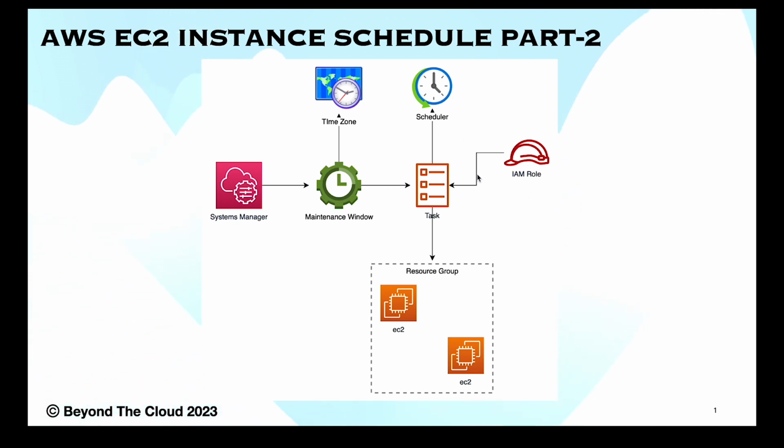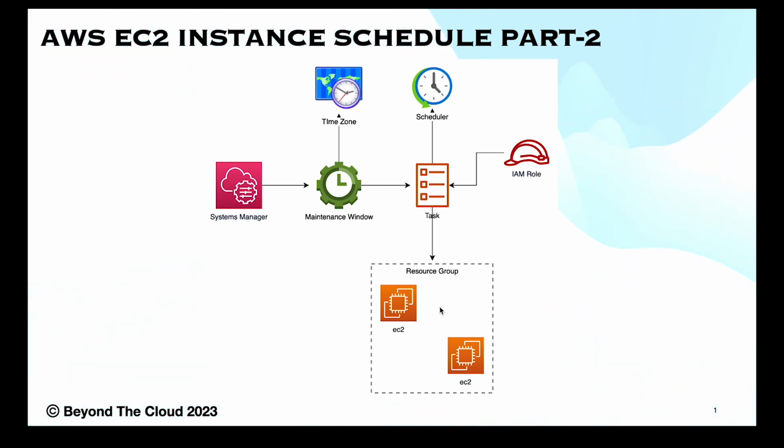So without this IAM role, this task cannot run the start and stop command on EC2 instances. So in a nutshell, Systems Manager will invoke the maintenance window in a predefined time zone. Maintenance window will run the task in a particular schedule, and the task will run the predefined template with a certain IAM role on the EC2 instances resource group.